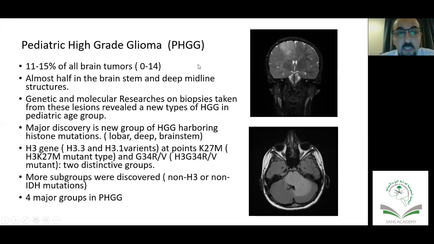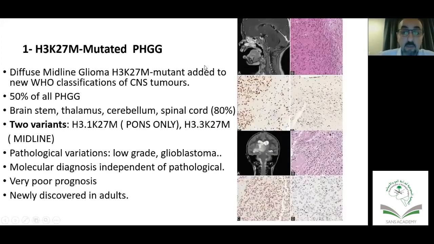Now, this is the first group in the high-grade glioma. As I said, we used to call them diffuse brainstem glioma. What they found is that this genetic alteration is not unique to the brainstem, but some of the midline tumors in the thalamus, like this example, and the spinal cord, have the same mutation, which is the H3K27M, and that's why they call them midline glioma.